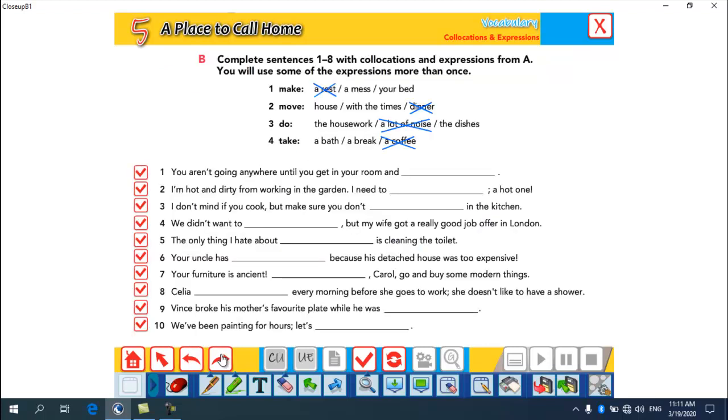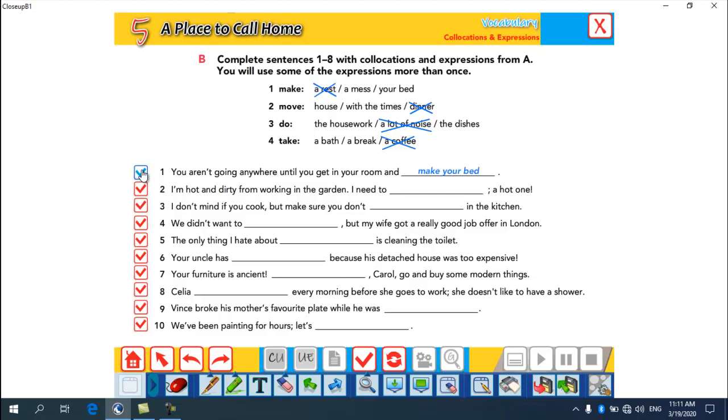Now, let's go to exercise B. It depends on exercise A, of course. Complete sentences from 1 to 8 with collocations and expressions from A. You will use some of the expressions more than once. Number 1. Who can answer? You aren't going anywhere until you get in your room and make your bed.